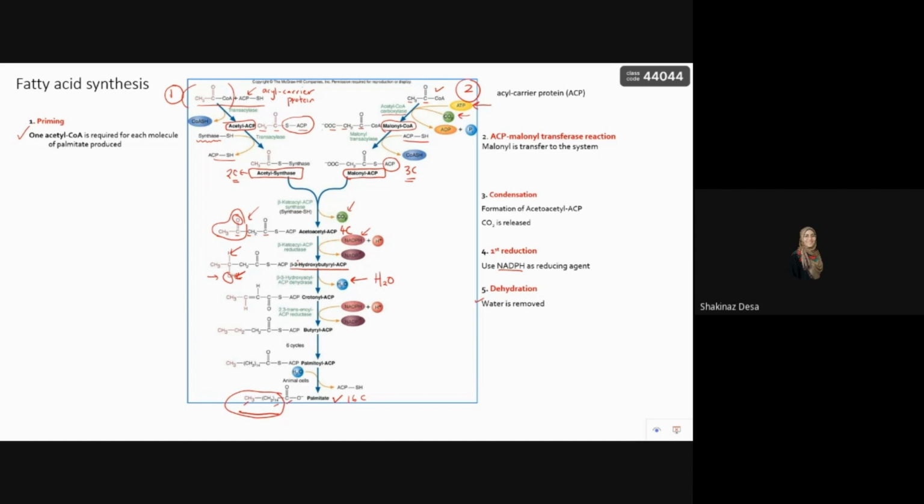You cannot remove oxygen ataupun skip satu step. We cannot do that. That's the beauty of how Allah creates the processes. Kita perlu lalui hydroxybutyryl ACP, and then from there kita go for dehydration.